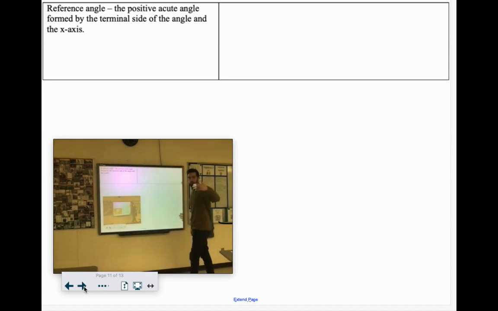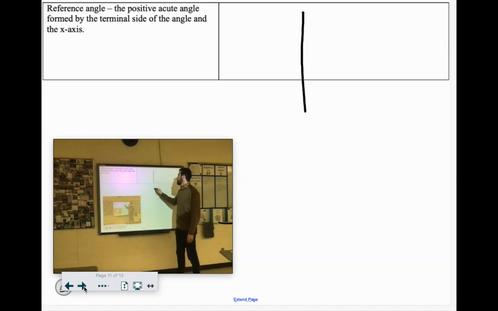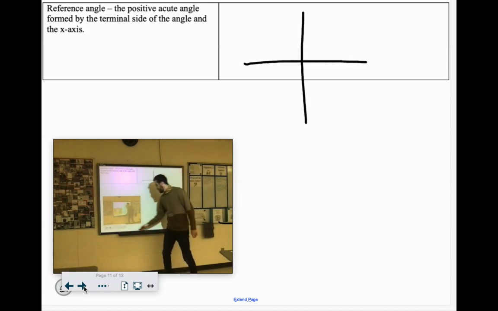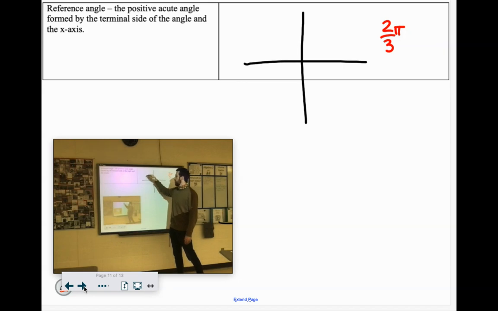The reference angle, we did this. But now we're going to do it with radians. So if you had something like, let's say 2/3 pi radians. So remember, 3/3 would be 180 degrees because that would be 1 pi. So 2/3 pi would be here-ish.